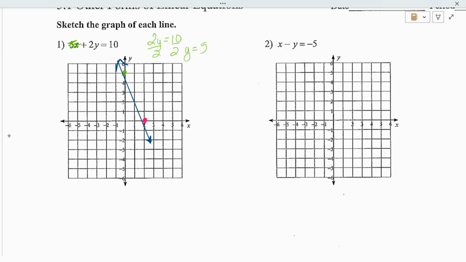So next one, again, I'm going to use the cover-up method. The first thing I'm going to do is cover up the y term. Well, that gives me the answer x equals negative 5. So I cross the x-axis at negative 5.